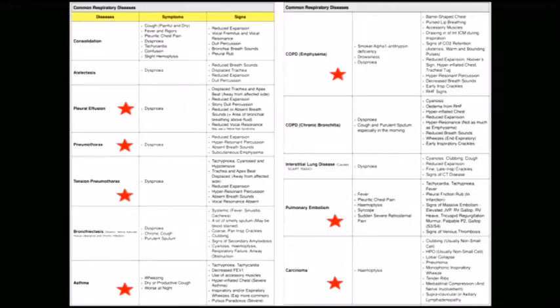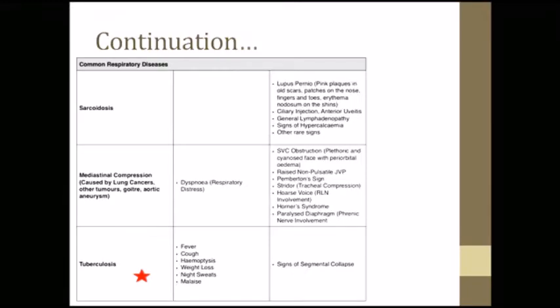So these are just some of the other diseases which I think you should be aware about. Anything with a star is really for you to browse at home. And in this one, tuberculosis is the only one that I want to go through.